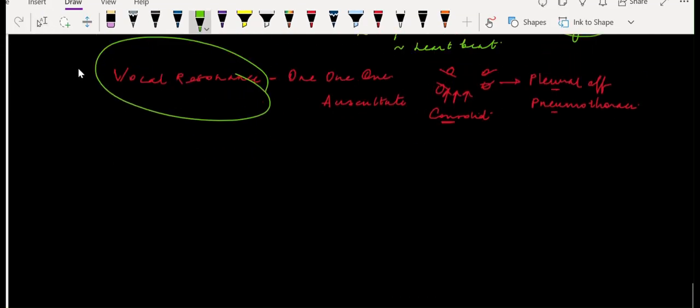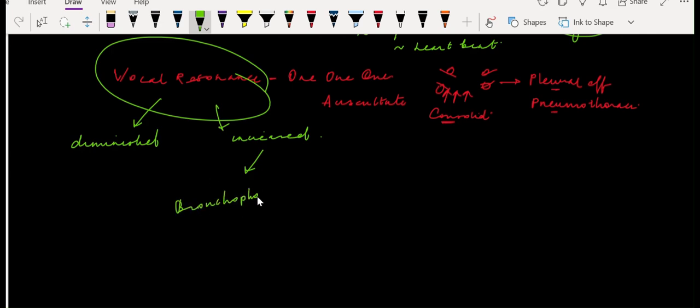The diminished ones are fine. They are diminished, as I told you, in patients with pleural effusion and pneumothorax. But if they are increased or some specific character is noted, then those three characters have been named as bronchophony, egophony, and whispering pectoriloquy.